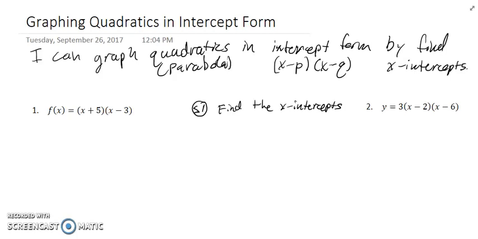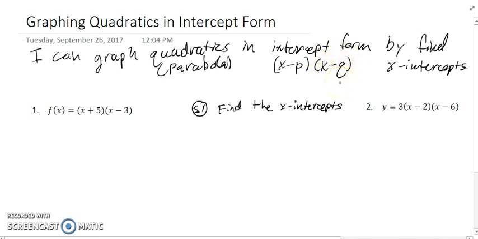We're going to talk about graphing quadratics in intercept form, and so today's essential question is: I can graph quadratics in intercept form by finding x-intercepts. Again, quadratics are those parabolas or U-shaped graphs that we're doing. Intercept form is when we have an x with a term in a binomial and another x with another term inside of a binomial.